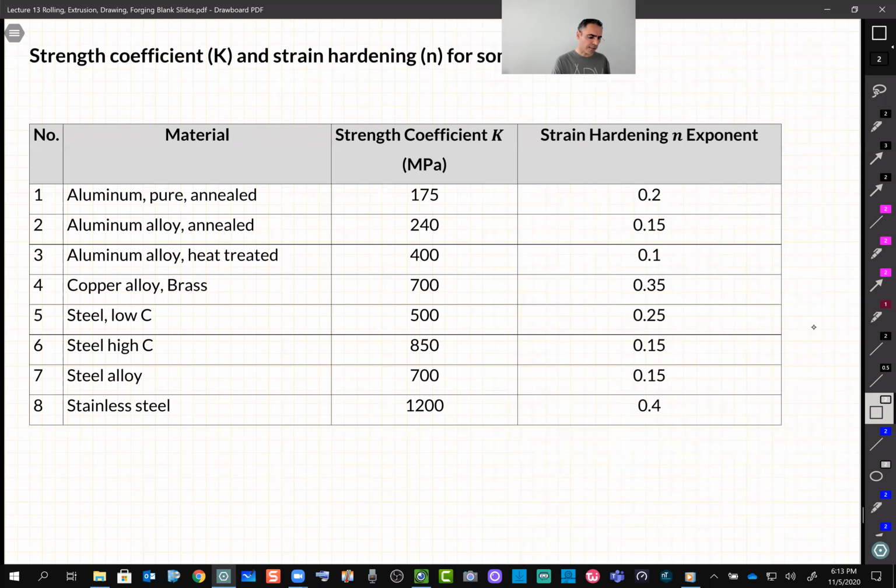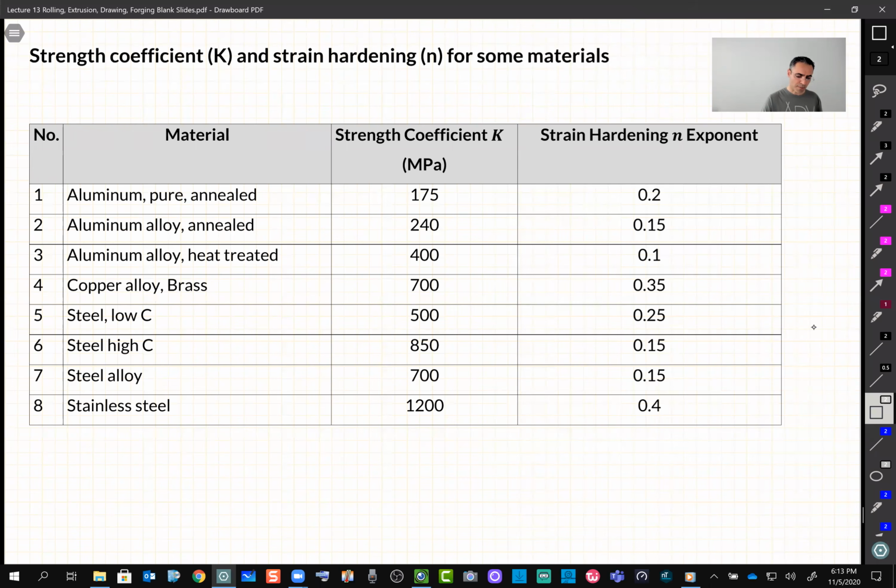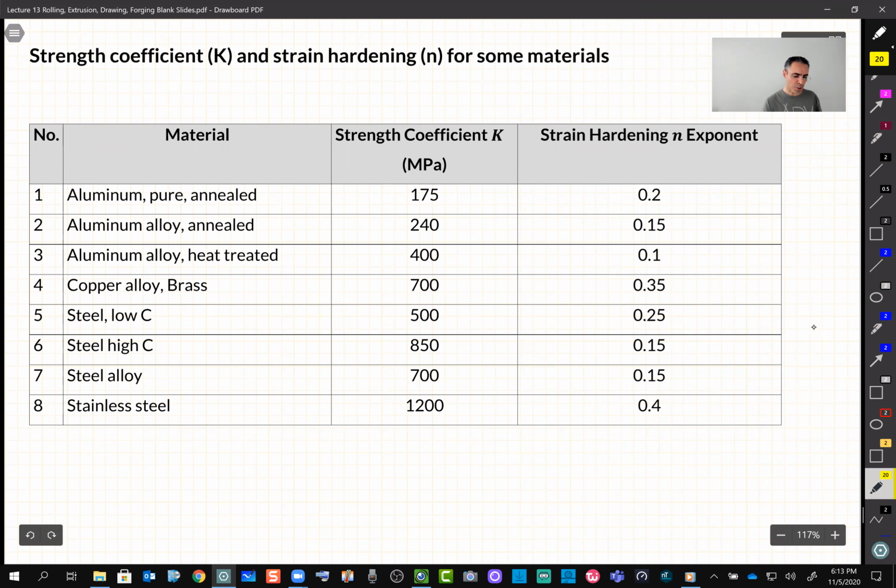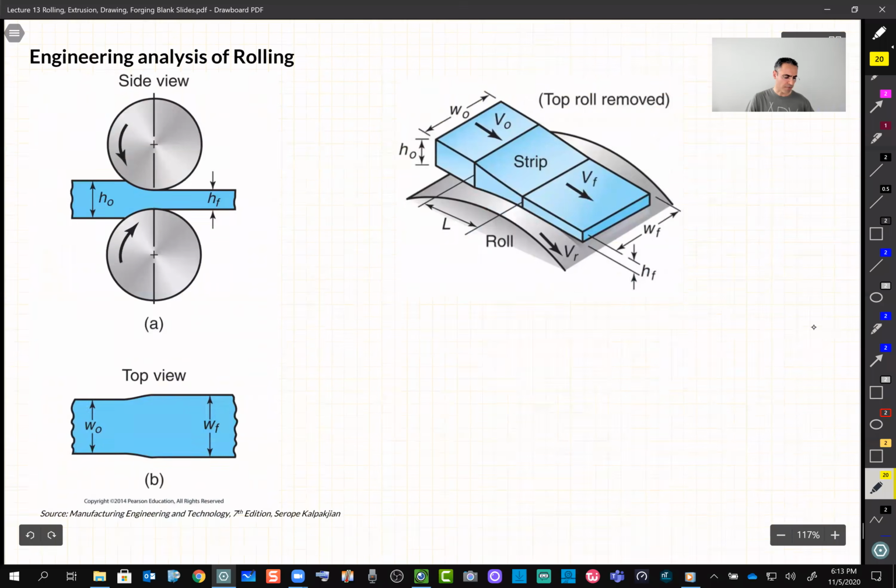K and N, we have them in tables. Keep in mind, N is a small number, usually between 0 and 0.5. This is the range here, 0.2 and 0.4, as you can see. And you can find them for different material. And now you learn where they come from.